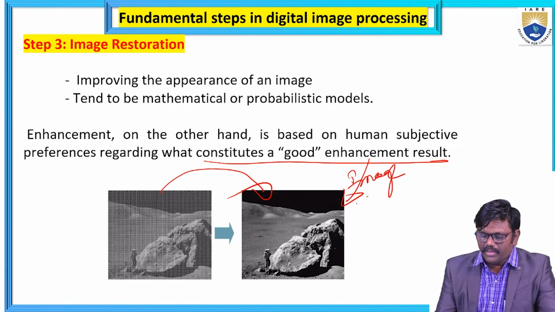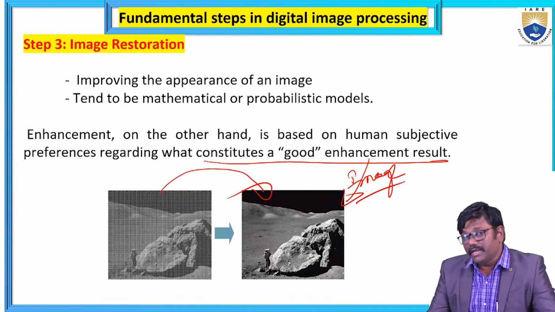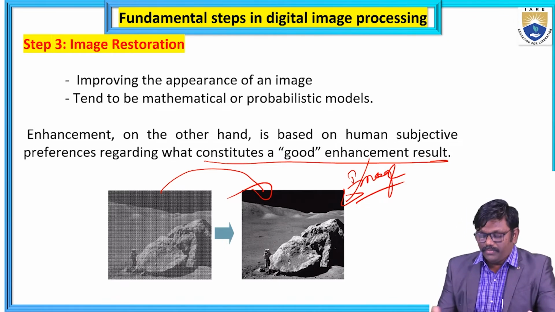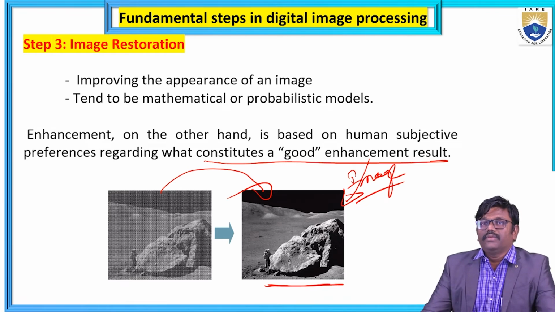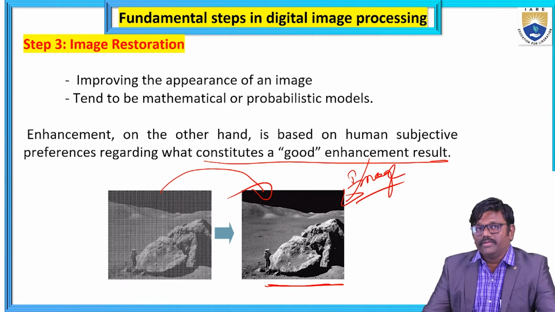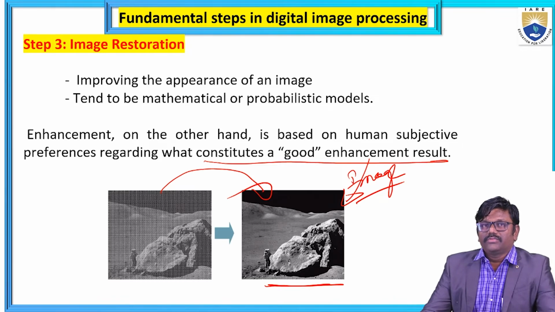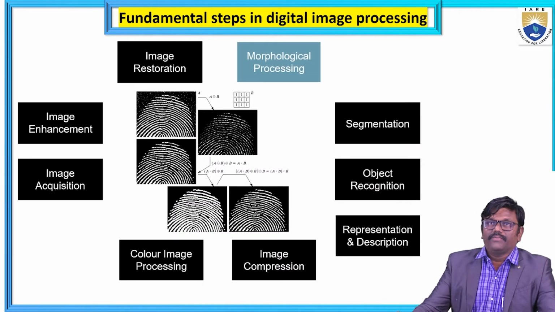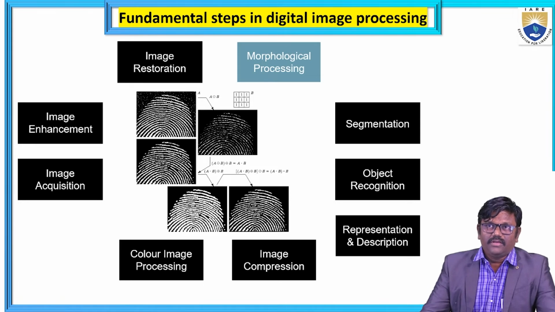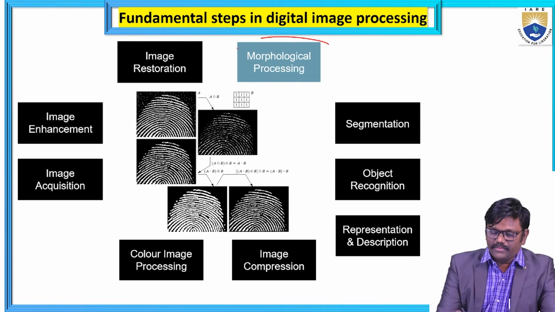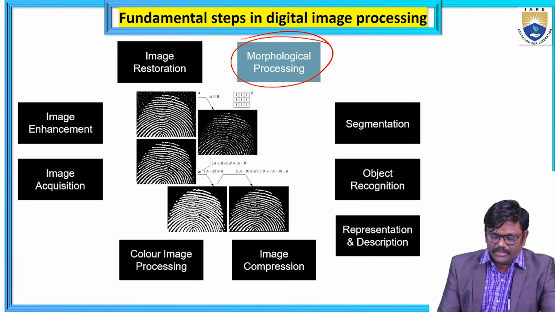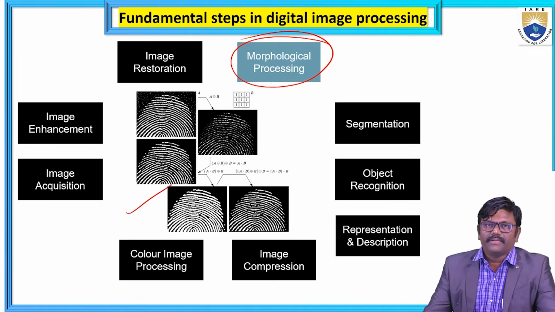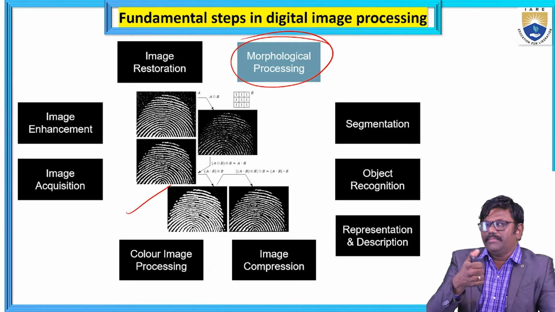This resultant image helps us, and the missing data is also kept here. How may it be improved? Improving the appearance of an image is done in terms of mathematical or probability models, and only then do we get the restoration. Okay. So next we are going to see another type of step, that is morphological processing. For this morphological processing, again, I am taking the best example, which is our thumb impression image.